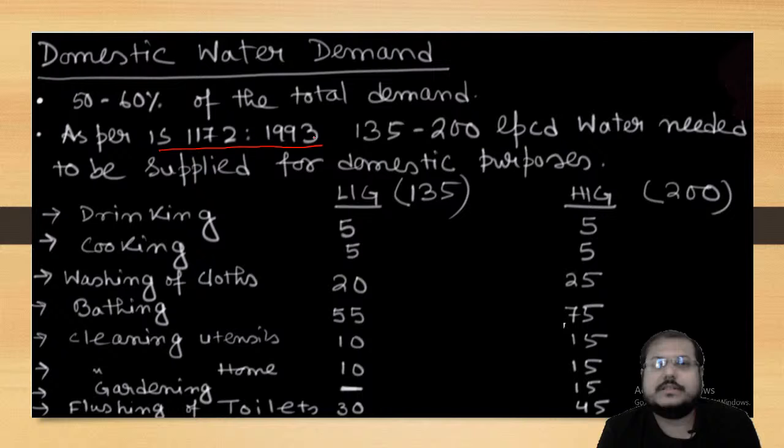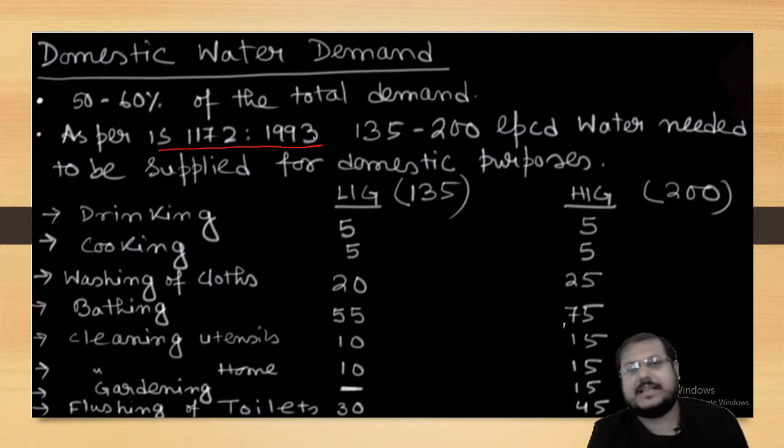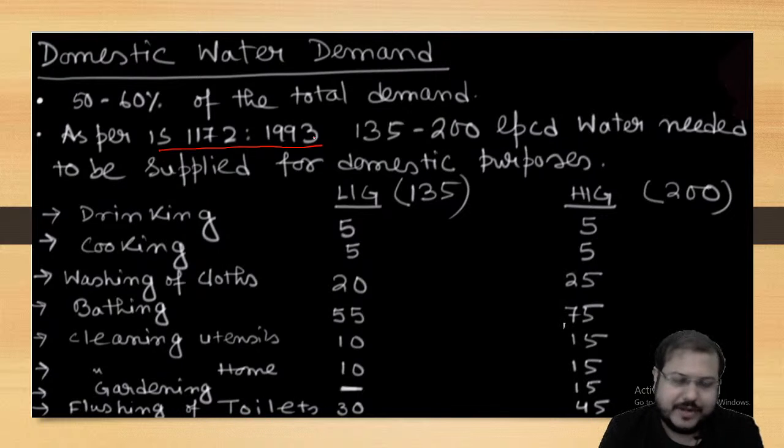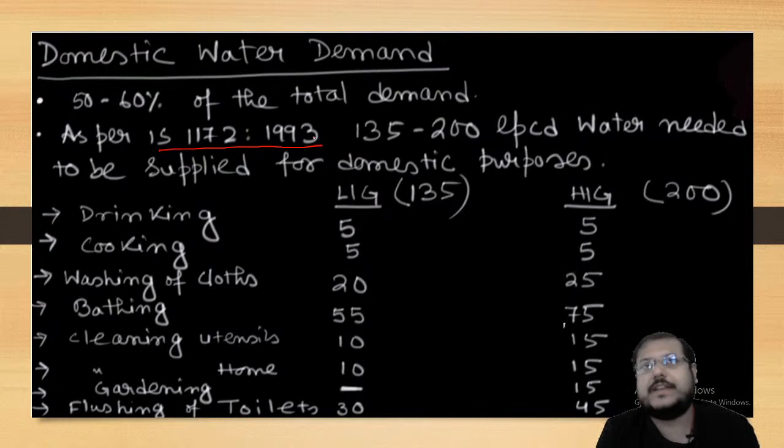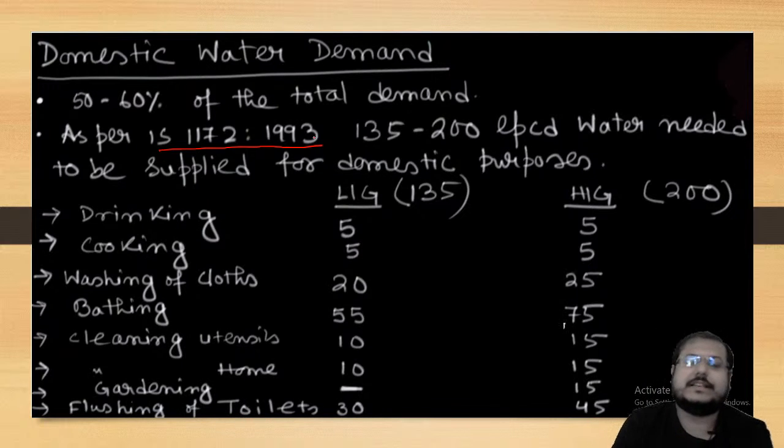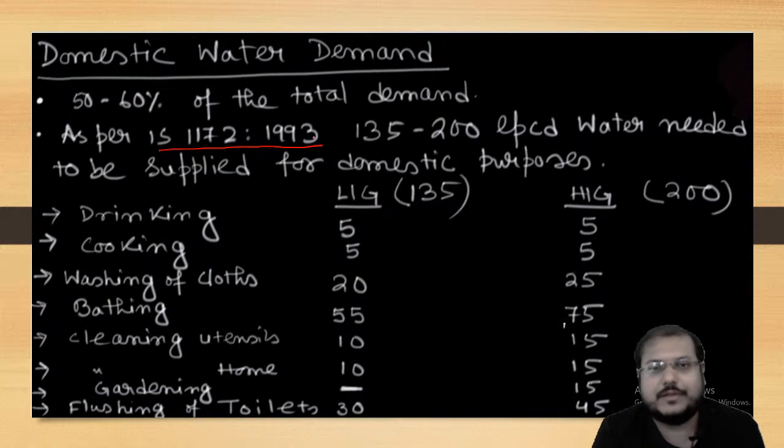For the cooking process, 5 LPCD water is assigned, and for HIG also 5 LPCD water is assigned. For washing of clothes, as the LIG people will use buckets and mugs, 20 LPCD water is assigned. For HIG people, 25 LPCD. Modern things, electronics like washing machines will be used, so more water will be used.